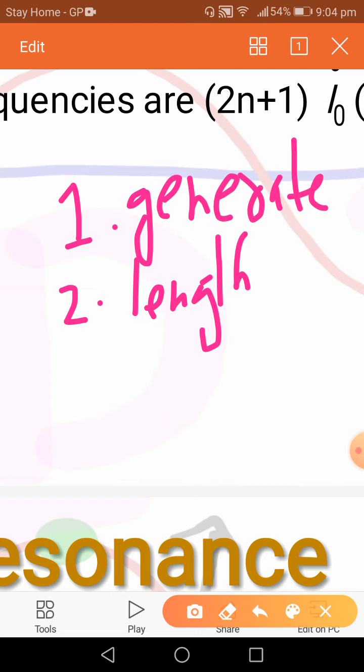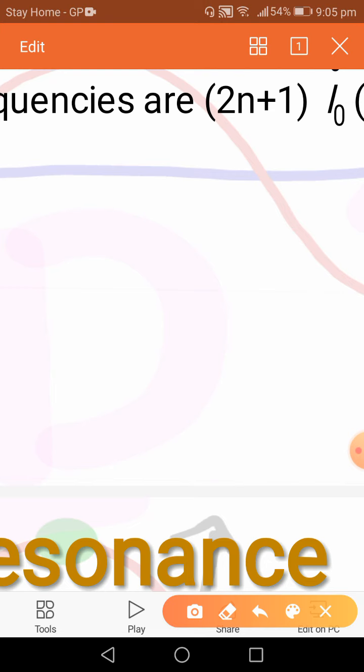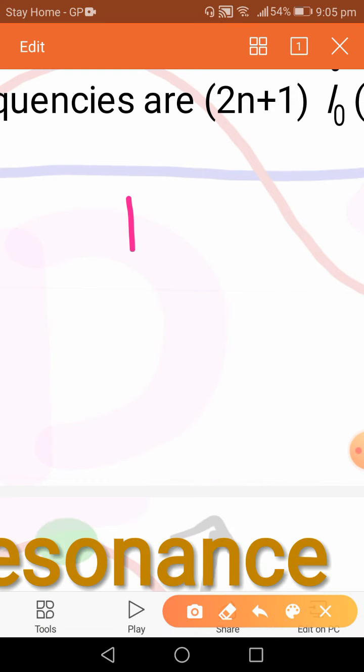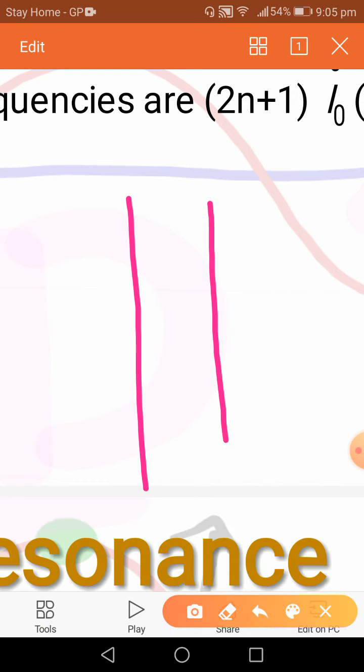Okay, so our theme is to generate the wave and then stop at the length at which the first resonance is formed. Now, how will you detect the first resonance? In the case of sound, it's quite easy. For example, let me tell you. Suppose you have taken a burette.